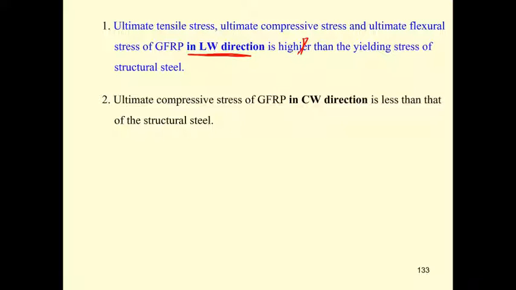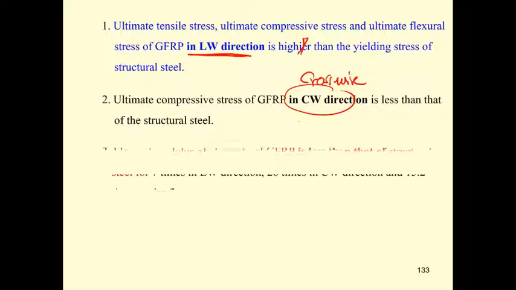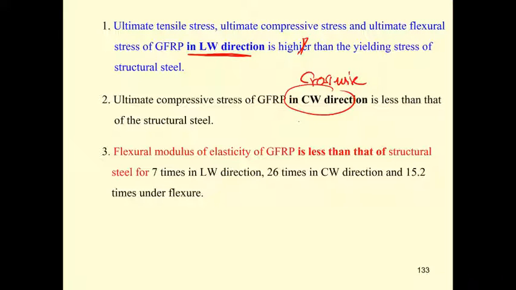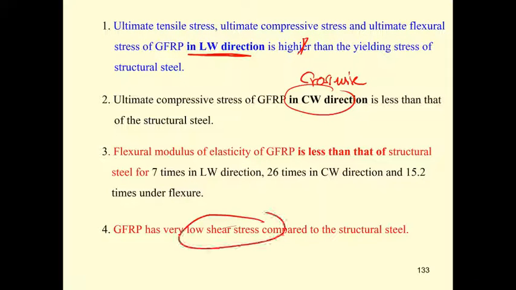But the compressive stress in the transverse direction, crosswise, we usually won't use it. It's going to be smaller. Flexural modulus is a lot less, 7 times less. That means the design is going to be controlled by the deflection. And also the GFRP has low shear strength, low shear stress. So that means you've got to be very careful to check the ability to take care of the shear.